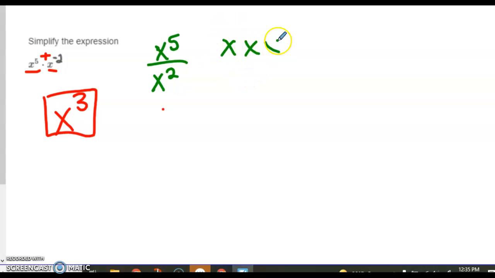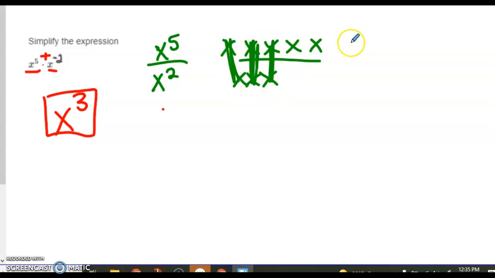And then you could write out your 5 x's on top and your 2 x's on the bottom, and you could cancel, and you would see, wait a minute, I put 3 x's on the bottom. What am I doing? I've lost my mind. Okay, you would put your 5 x's on the top and your 2 x's on the bottom, and then you would cancel, and you would see that you were left with 3 x's on the top.